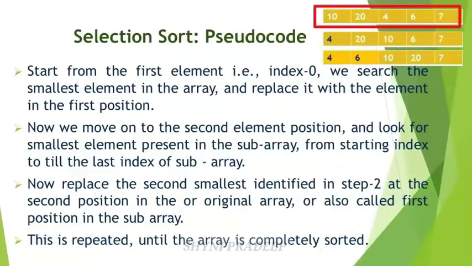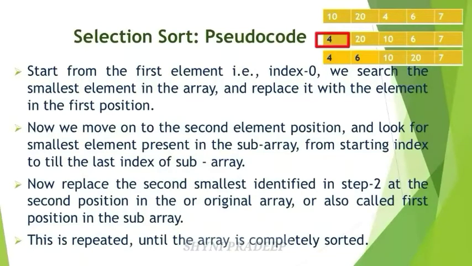See here, these elements are arranged in unsorted order. Now we have to arrange these elements in sorted order using the selection sort algorithm. Find the smallest element. The smallest element is 4. This is the smallest element, so you have to replace it with the element in the first position. This is called pass 1. Pass 1 means the first iteration.